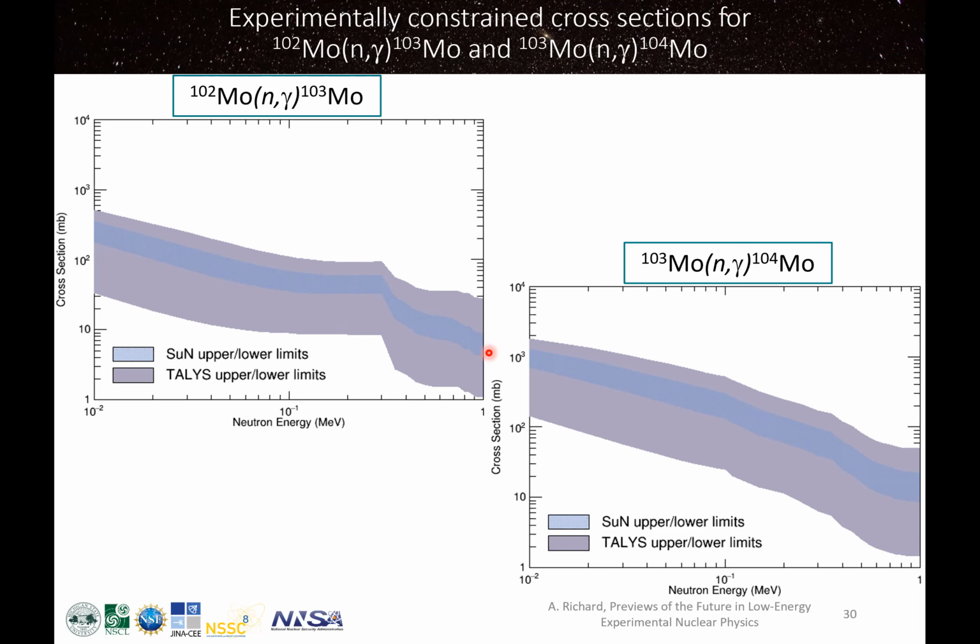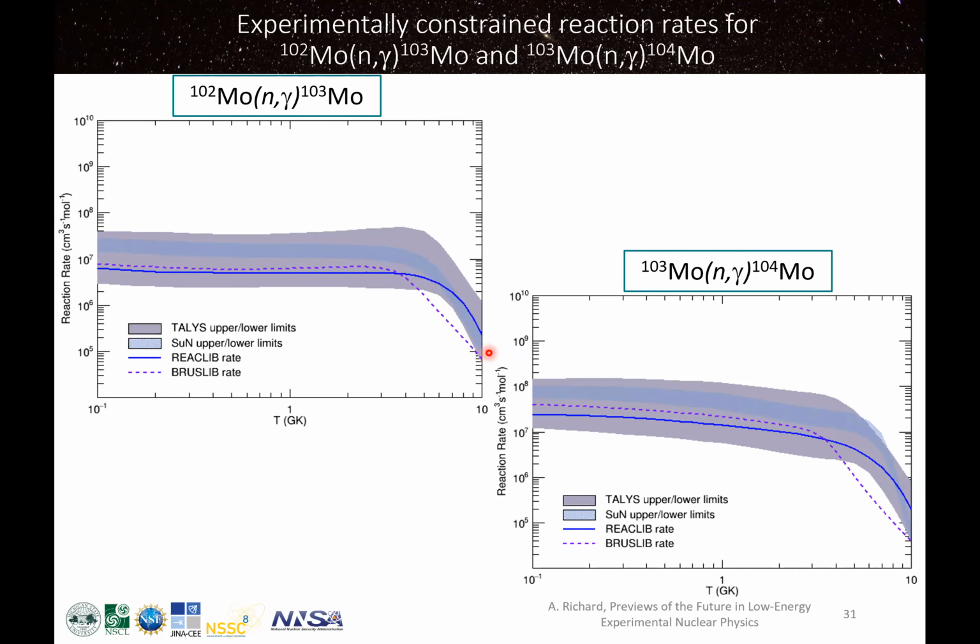So this is a significant improvement, and we can actually do the exact same thing for the reaction rate, which is used more often in astrophysics. So here I'm showing reaction rate versus temperature. And again, the darker purple band or the gray purple band that's shown here is sort of the default TALYS band. And then the blue band is the uncertainty that you get when you actually add in my experimental constraints. And I'm also showing here for comparison, the JINA REACLIB in this solid blue line, and then the purple dashed line is the BRUSLIB libraries.